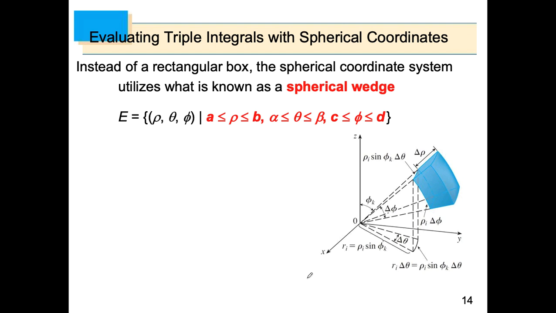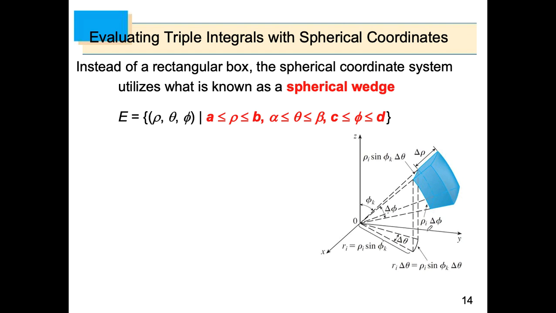If you take a close look at this, you'll notice that it does follow a pattern where rho is between A and B. That is, rho is between this side of the sphere up to this side of the sphere. Theta is between alpha and beta, which means if you look at the floor here, you're going from an angle of alpha to an angle of beta. And phi is an angle from C on this side to D on this side. On close inspection, you can see how this makes sense, but even if you can't, I'm not too concerned about it.